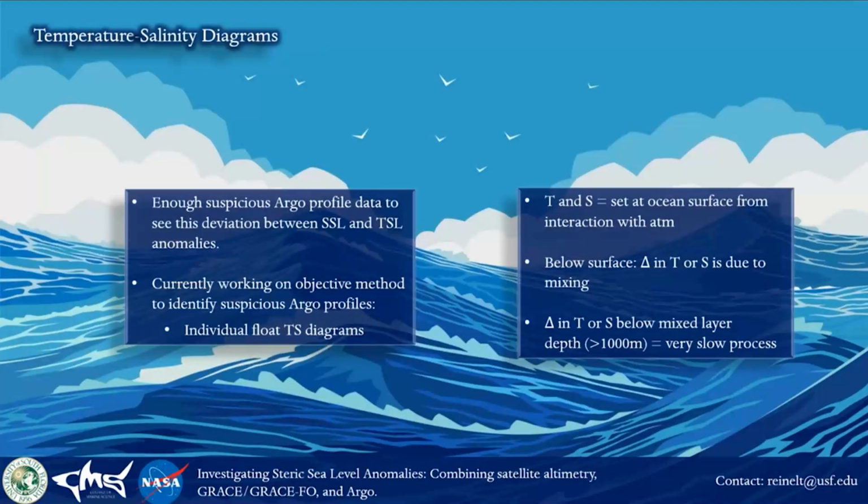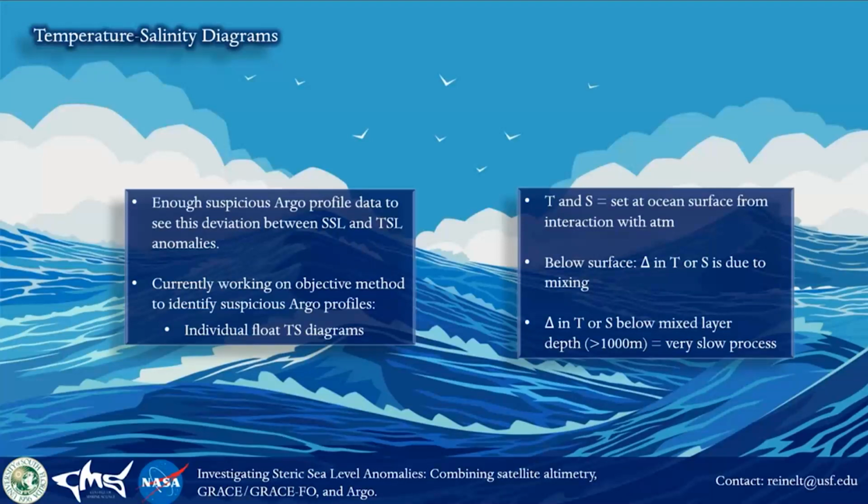So we've been investigating this issue. Overall, we've tried a handful of different ways, and we're currently looking at temperature and salinity plots for individual Argo floats. As you guys know, temperature and salinity are conservative properties. They're set at the ocean surface due to interactions with the atmosphere, and below the surface, changes really should only happen due to mixing. So we know that temperature and salinity should not really drastically change over the time period that we're looking at below the mixed layer depth.